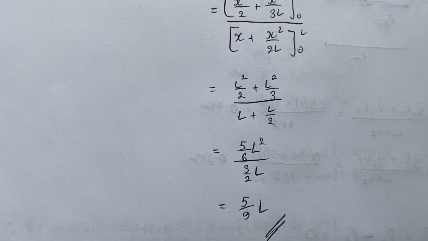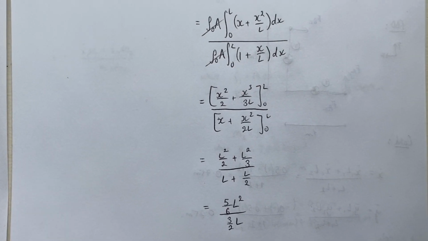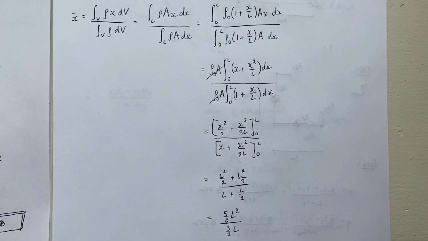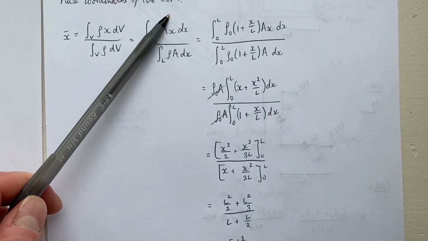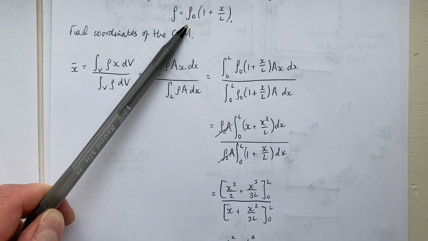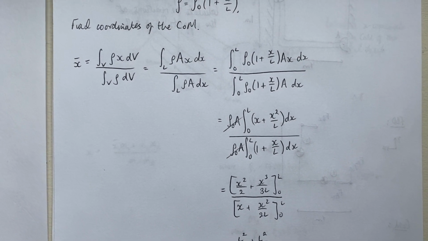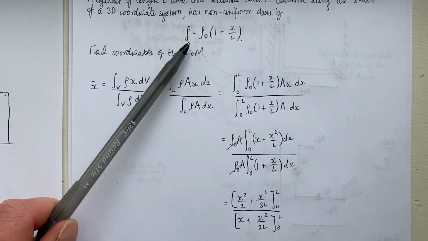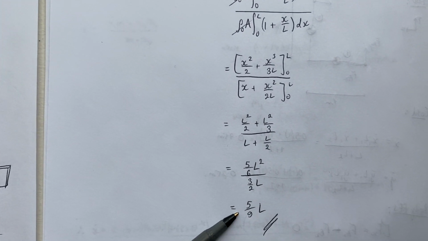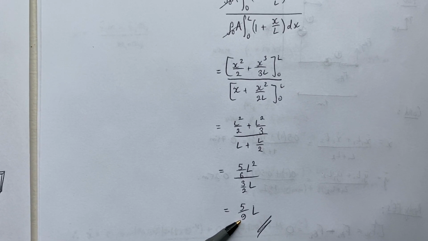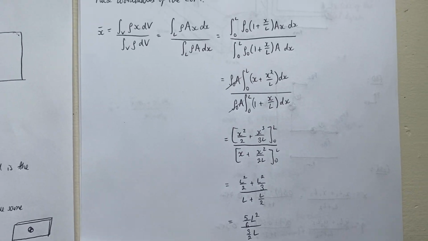So the x-coordinate of the center of mass of that bar is actually greater than halfway along it, because of this non-uniform density. If it had constant density, the center of mass would be halfway along it. But because the density changes as we go along, this x-coordinate of the center of mass is greater than halfway along it. So that's the first example.